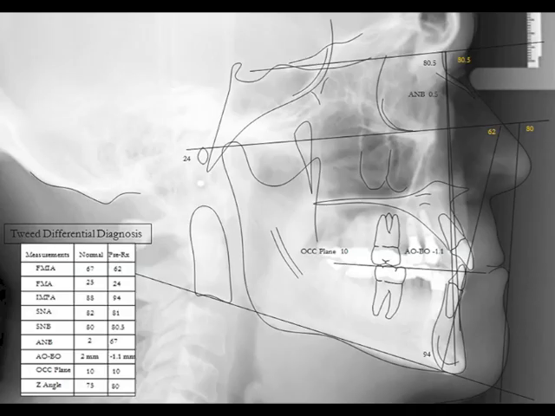The cephalogram and its tracing show a slight Class 3 tendency. The anterior and vertical facial height are normal. The mandibular incisors are slightly procumbent. There is minimal overbite, and the profile is straight.